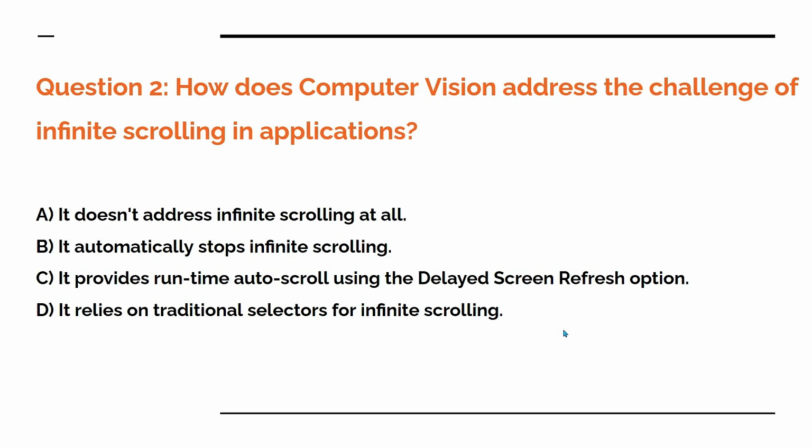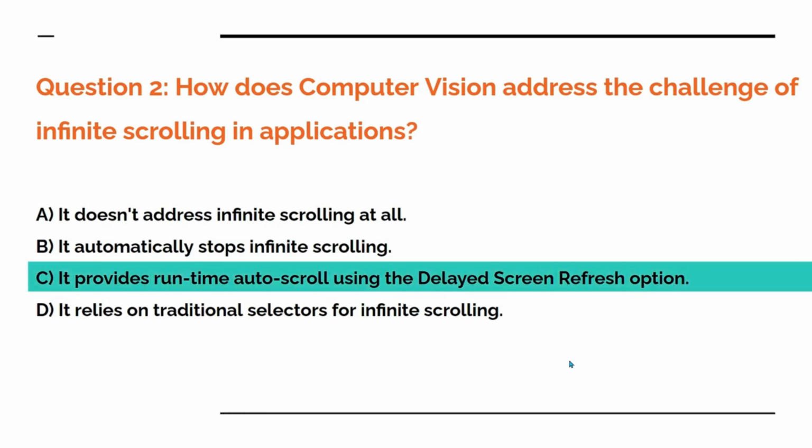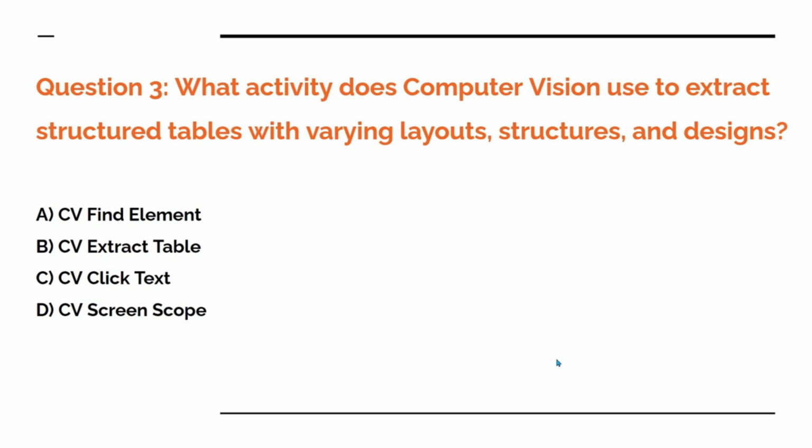Now write your answer, comment it, question 2 hyphen, what is your answer? Comment it. So here the answer is option C. It provides runtime auto scroll using the delayed screen refresh option. We have studied this, okay? Let's go to question number 3.